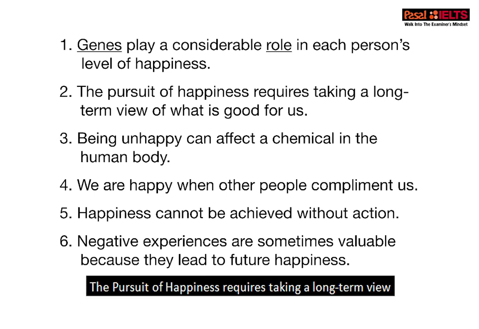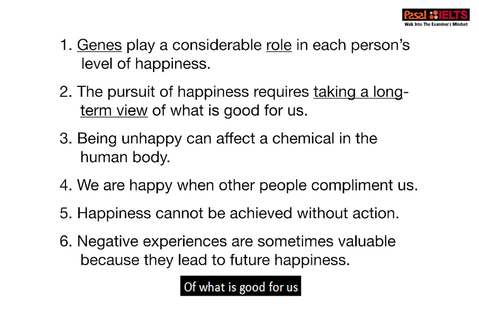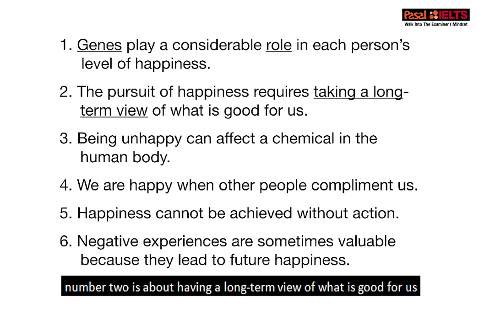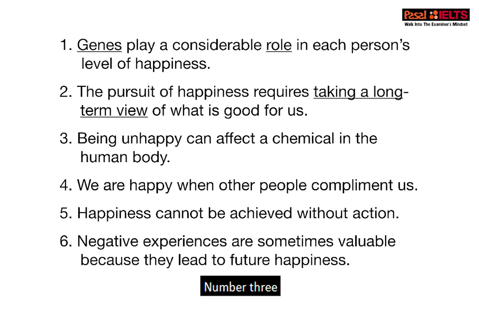Number 2, the pursuit of happiness requires taking a long-term view of what is good for us. Very different from number 1, that was about genes. Number 2 is about having a long-term view of what's good for us for happiness. Number 3, being unhappy can affect a chemical in the human body, the effect on a chemical.